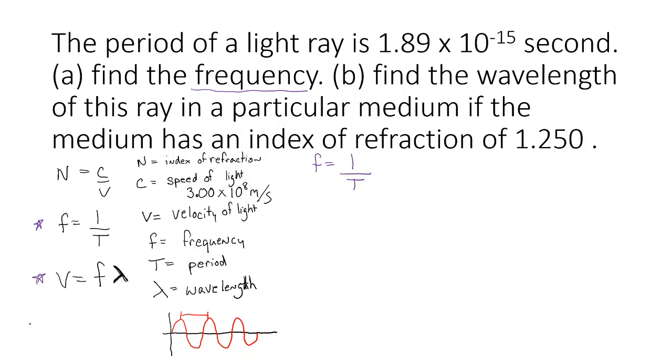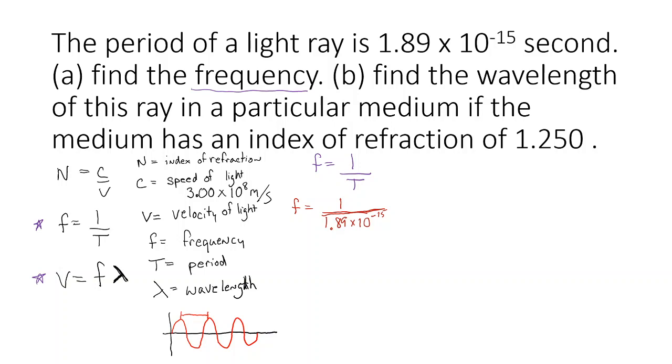So if we know the period, the frequency is going to be equal to 1 divided by 1.89 times 10 to the negative 15th. And believe it or not, I don't know that off the top of my head. So I'm going to take out my handy dandy calculator, and I'm going to plug this question right into my calculator.